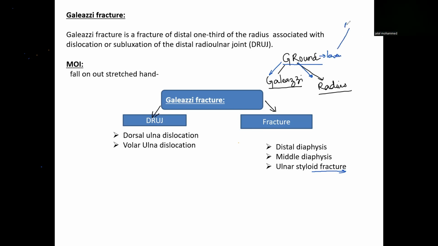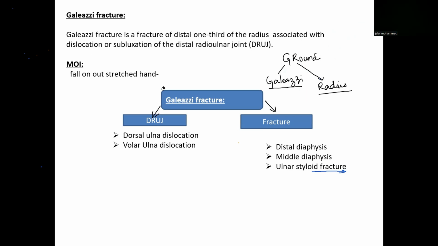We have mountain, which is high. Mountain is the medial bone, that is ulna. Ground is the lower bone, and R for radius. So lower radius is Galeazzi. This is how you need to remember the Galeazzi fracture, because these are very commonly asked in your PG entrance.